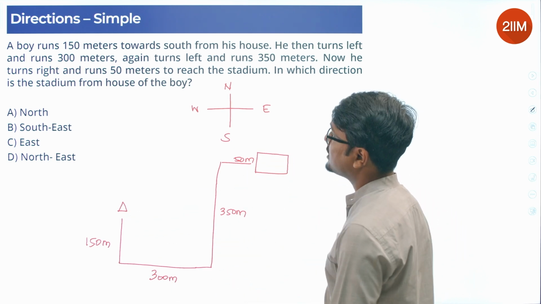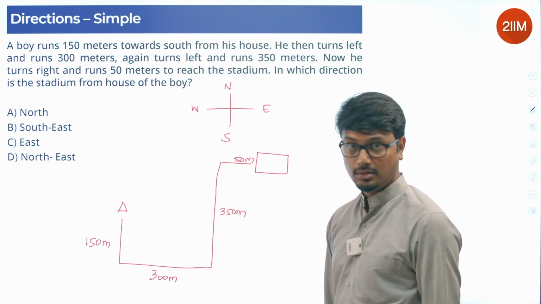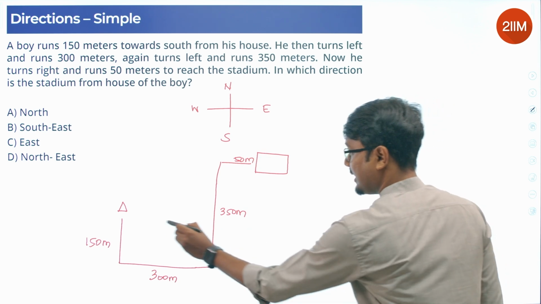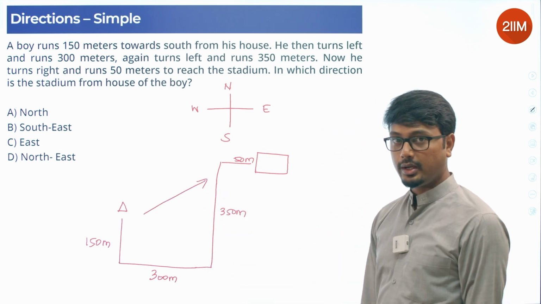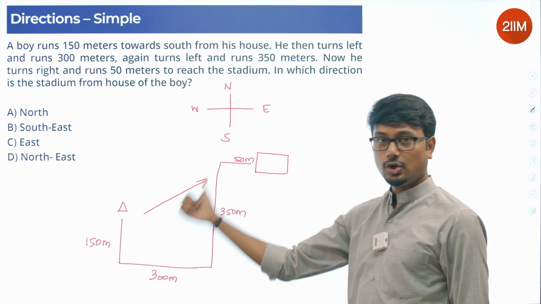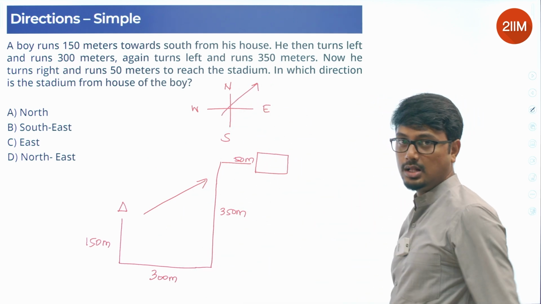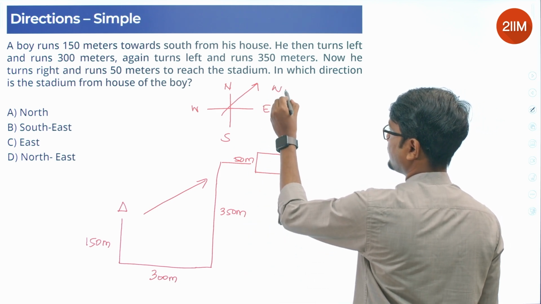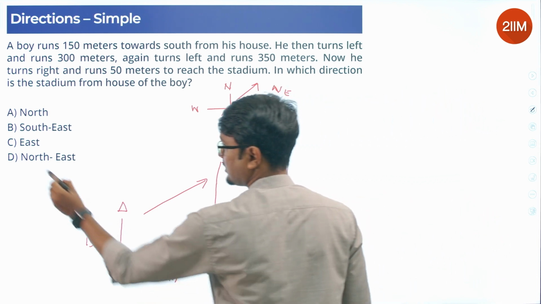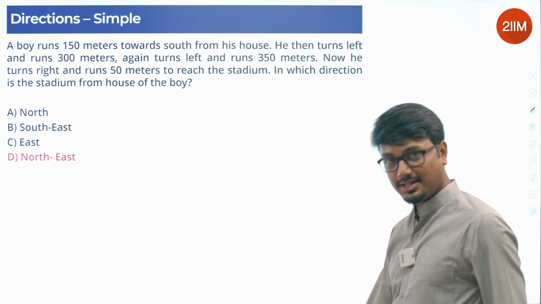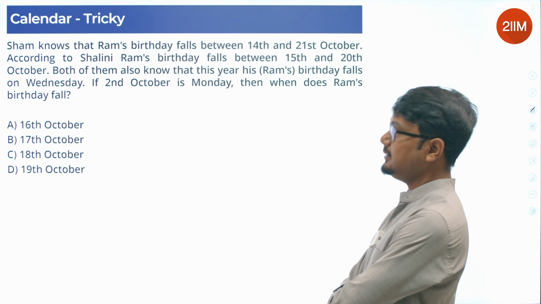In which direction is the stadium from the house? From the house, here is the stadium. So we'll think this way: north, east, northeast. Technically this way, so the answer is supposed to be northeast. Northeast should be the answer. Option D. We shall check it out. Option D, right answer.